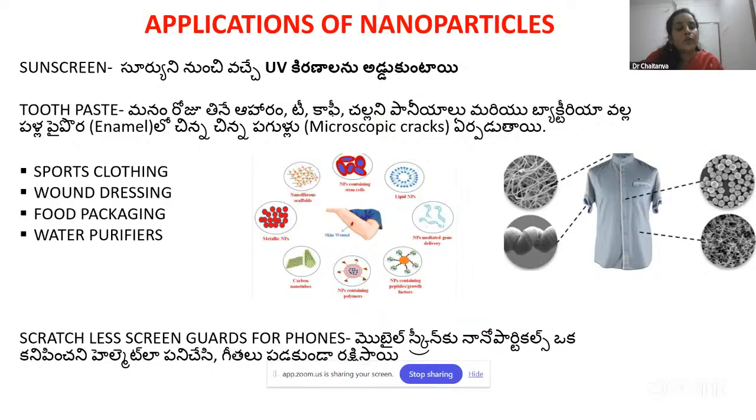The next one is wound dressing. What do you mean by wound? A wound means any injury, a scratch, whatever. So if you just leave it like that, what happens? An infection happens there. So immediately what do we do? We will get some band-aid and we'll put it. Okay, so whatever band-aid we are using, that also will have the nanoparticles in it. Same principle here once again, whatever nanoparticles are present in that band-aid will reduce the infection.